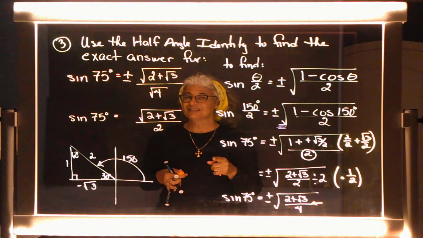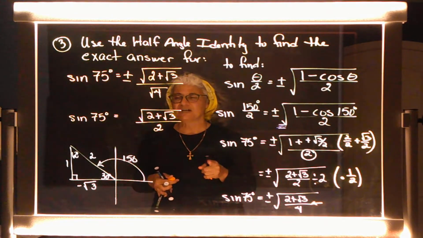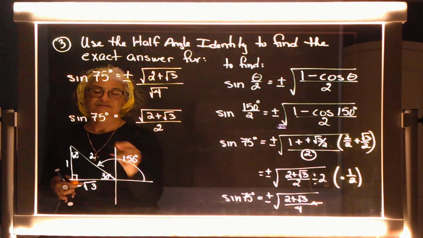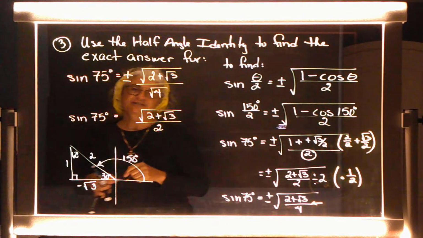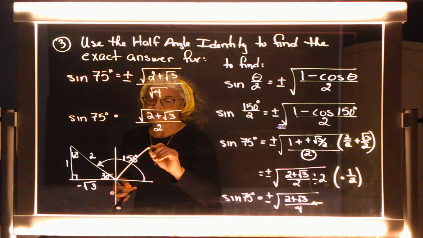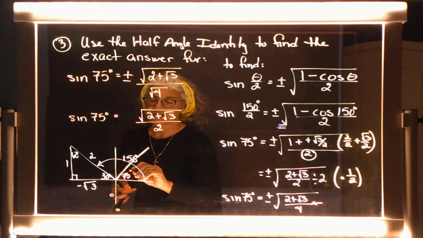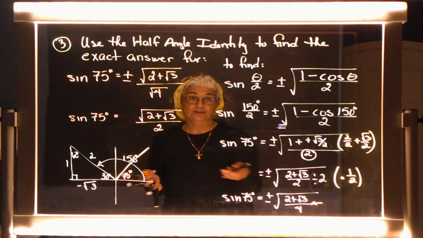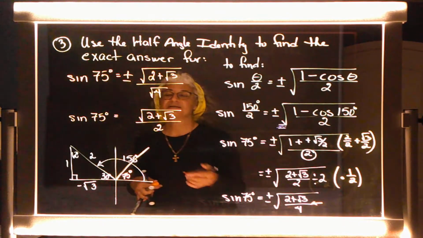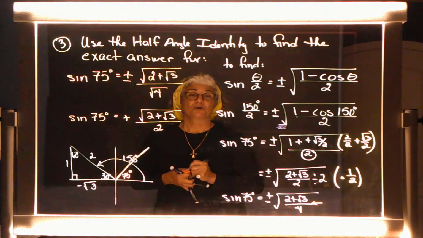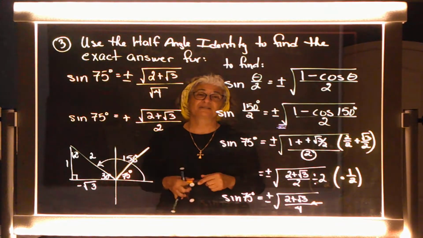And if you're like, well, remember, they're asking you to find the sine of 75 degrees, right? 75 degrees is which quadrant? Yeah, 75 degrees is here. It's a quadrant 1 angle. And sine in quadrant 1 is positive, which means my answer is a positive answer. Good?